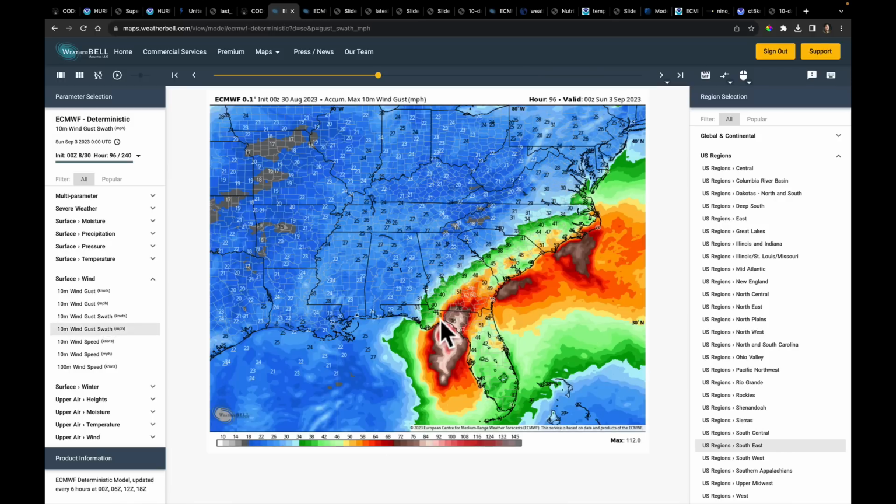So there is our 100-plus mile an hour winds on landfall, but there's a lot of 30, 40, and 50 mile an hour wind gusts expected in this region over the next 36 hours. That's what we're going to be keeping an eye on.